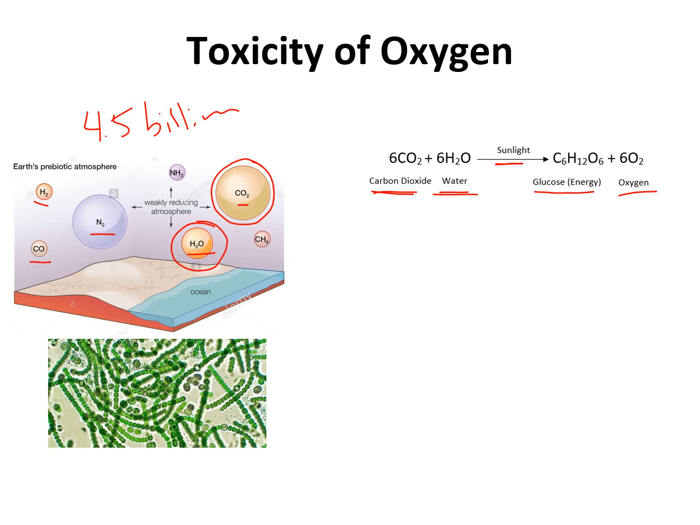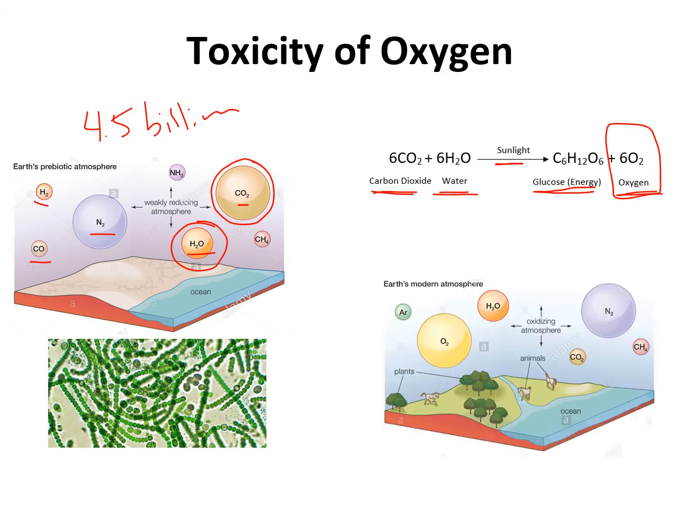So as all of these cells were performing photosynthesis to produce glucose, which could be used for energy, oxygen was released as a waste product. And the oxygen started building up in the atmosphere. And as the oxygen built up in the atmosphere, it actually reached toxic levels. Because when oxygen interacts with water, it creates oxides. And oxides are toxic to cells.